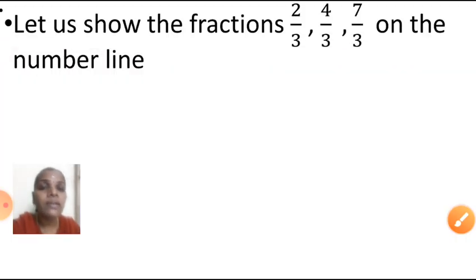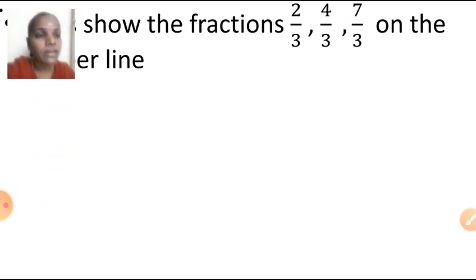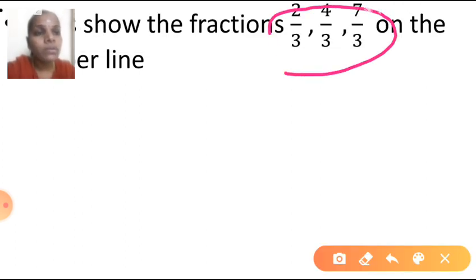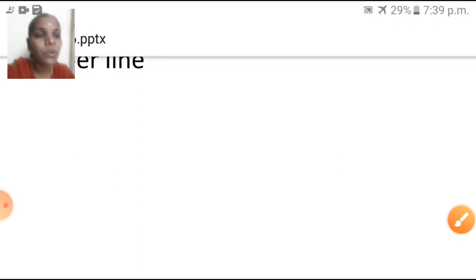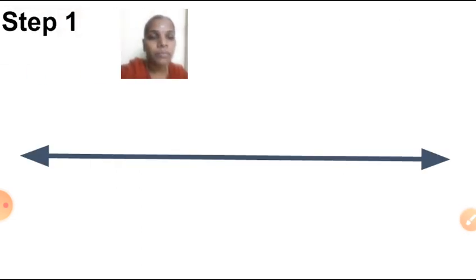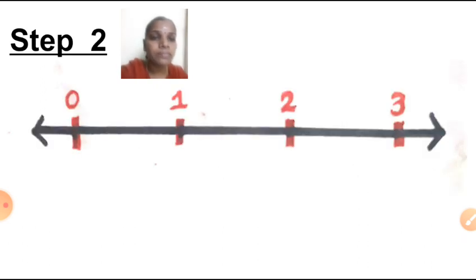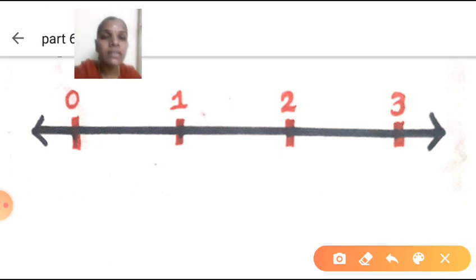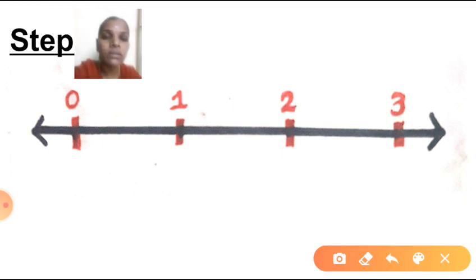Yes children, see here, show the fractions 2 upon 3, 4 upon 3 and 7 upon 3 on the number line. So these 3 fractions we have to show on the number line. First step is we have to make a line. Okay, first step is what? Yes, we have to make a line. This is the first step. Next, children see here, this line we have to divide into units.